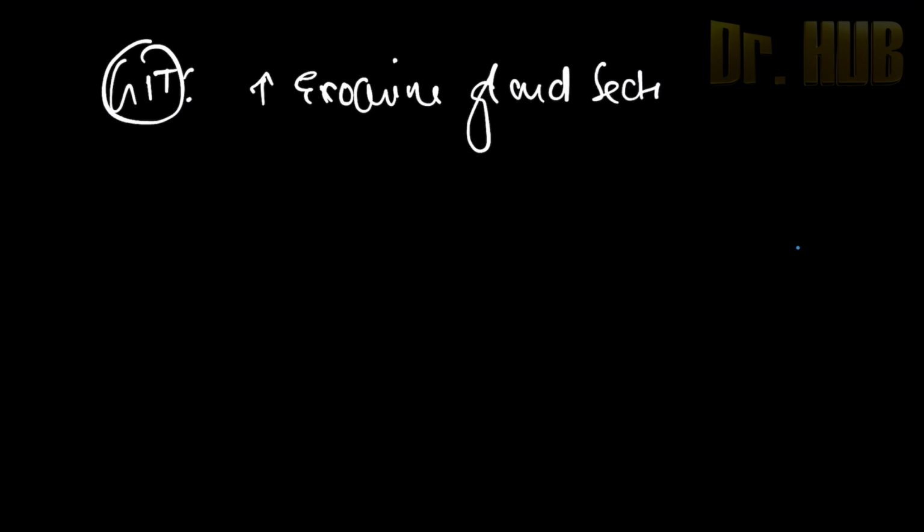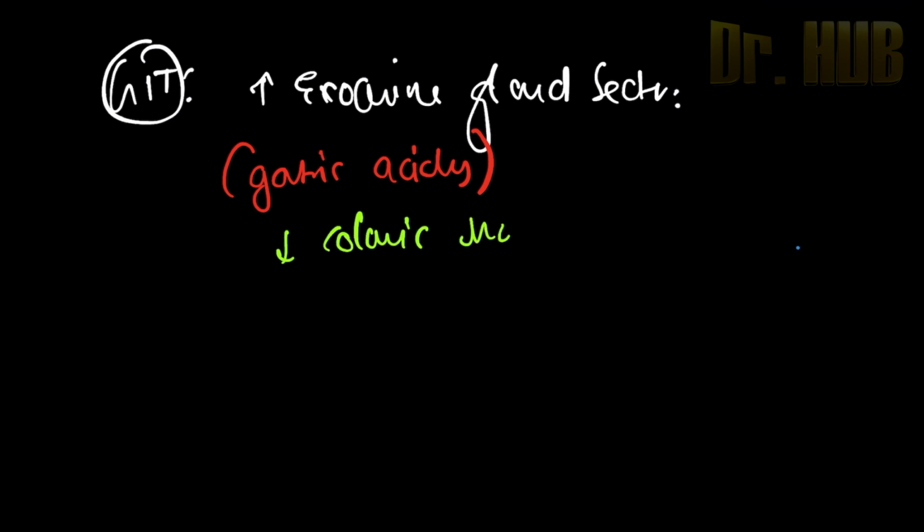Under this GI tract there will be increase in the exocrine gland secretion. So there will be gastric acidity which is seen, and there is also a decrease in the colonic motility. Lastly, moving on to the endocrine.